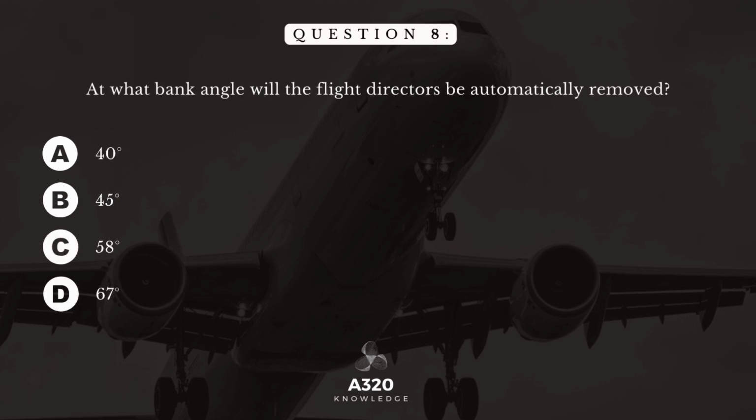Question 8. At what bank angle will the flight directors be automatically removed? A. 40 degrees. B. 45 degrees. C. 58 degrees. D. 67 degrees.